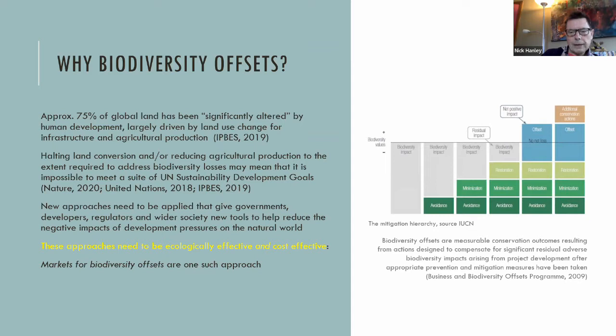Now, offsets are one part of what's called a mitigation hierarchy. So there's typically thought of as a number of steps that you would take before you would seek to offset the negative impacts of development on some aspect of biodiversity. So minimizing, avoiding, and restoring. But for many kinds of development, those kinds of actions aren't going to be feasible. And so we need to think about something extra, and that something extra is going to be offsetting.